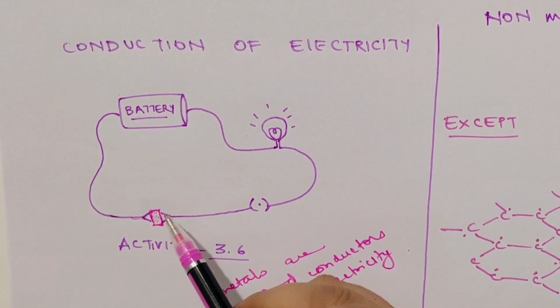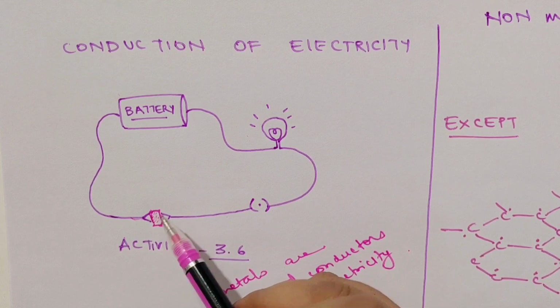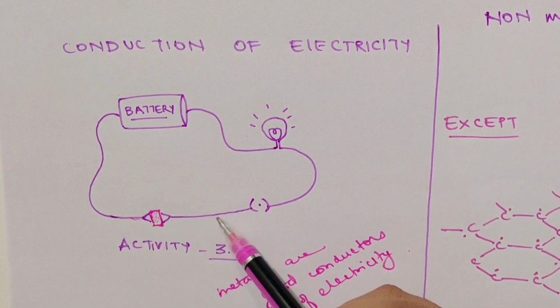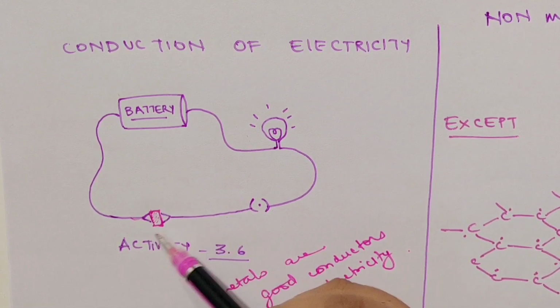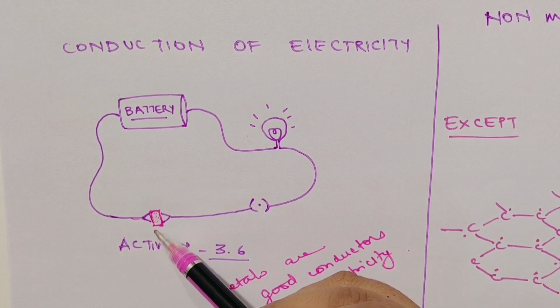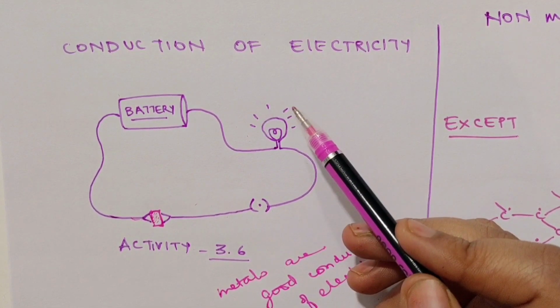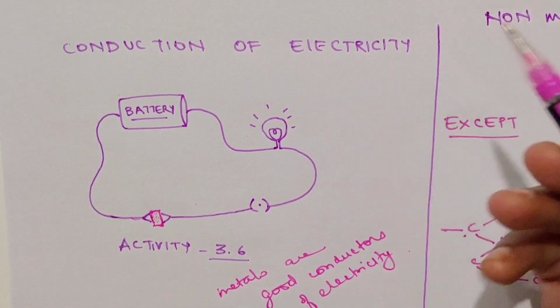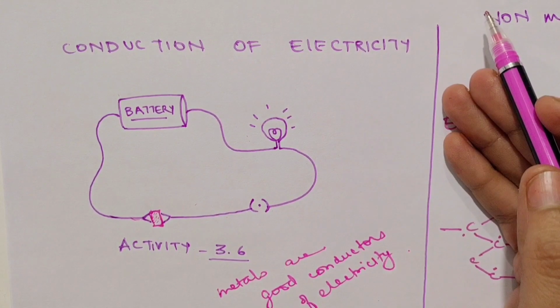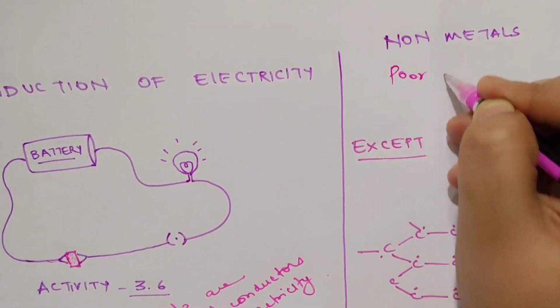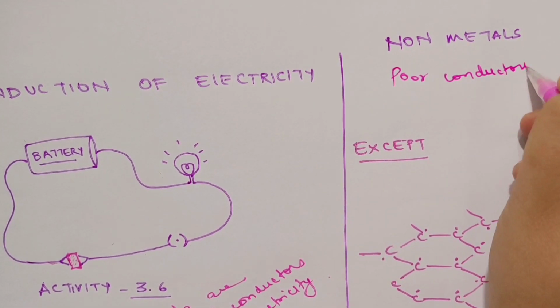But if we put a non-metal between these clips, the bulb will not glow, because the non-metal would not allow the electricity to pass. So the circuit would be as good as broken, because the electricity is not able to pass. In that case, the bulb will not glow. So non-metals are bad conductors of electricity.